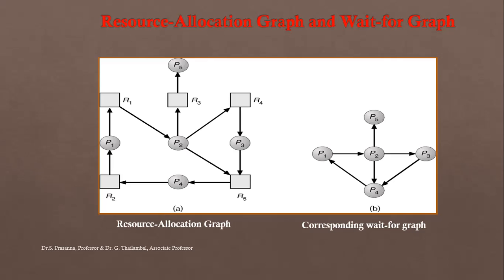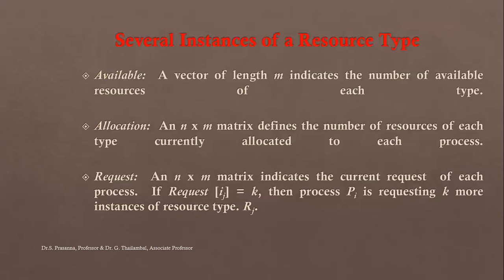So when you see an arrow from P4 to P1, it means P4 is waiting for P1 to release something. Likewise, you can draw for P2, P3, and P5. Several instances of a resource type. Available: a vector of length m indicates the number of available resources of each type. What is allocation? An n cross m matrix defines the number of resources of each type currently allocated to each process.